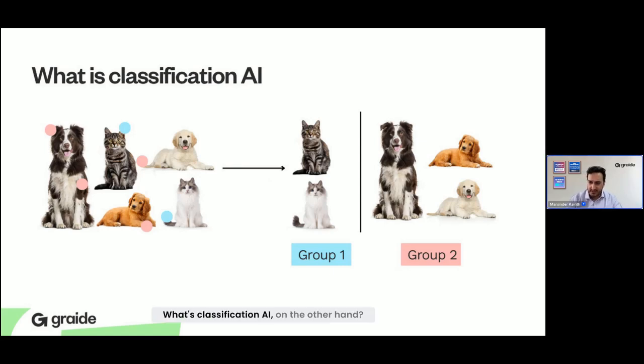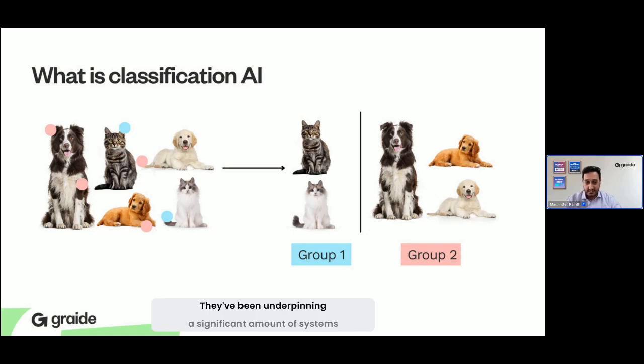What's classification AI, on the other hand? Well, these are systems that have pretty much been around for the last 40, 50 years. They've been underpinning a significant amount of systems under the hood for very important issues with regards to medicine and finance models. But you've even had access to these types of models on your phone to be able to recognize your friend, your family, or your pets. So how do these work?